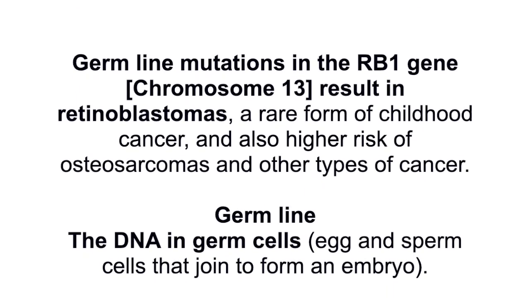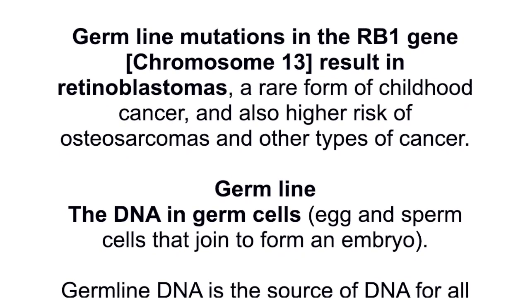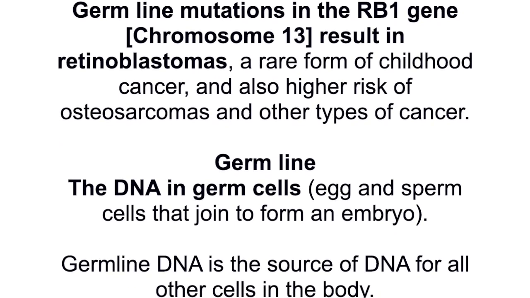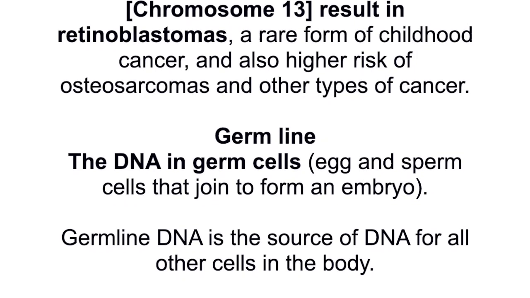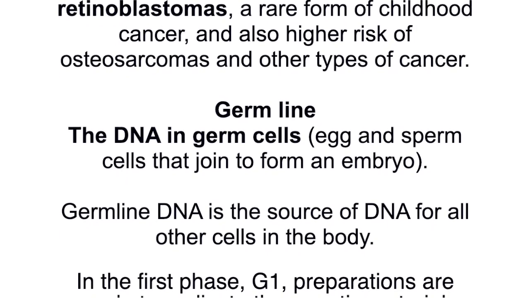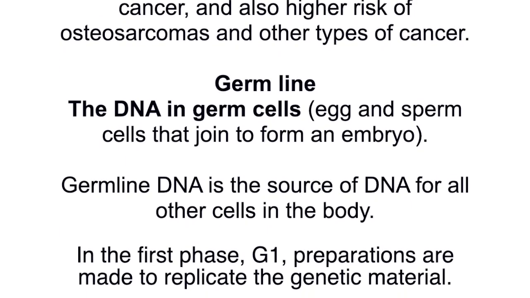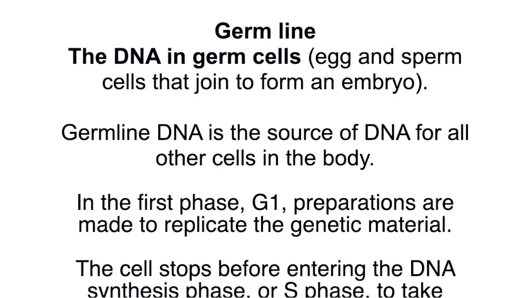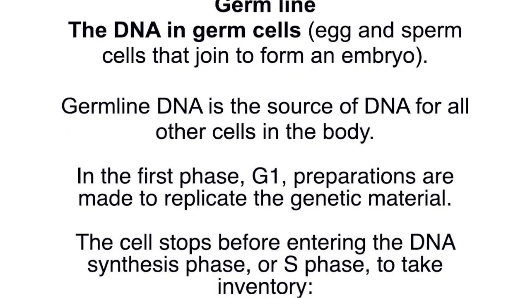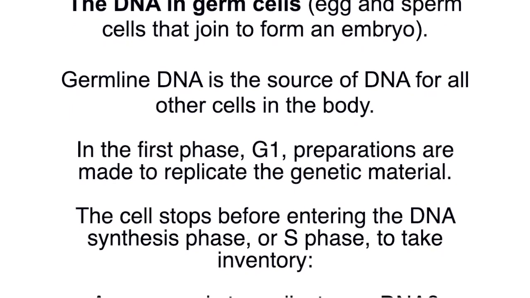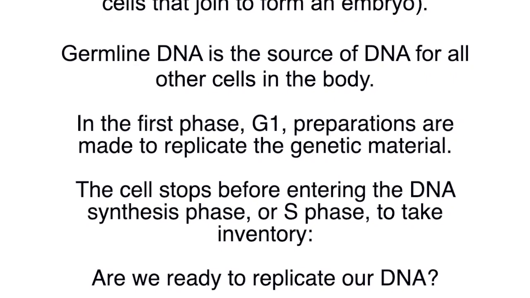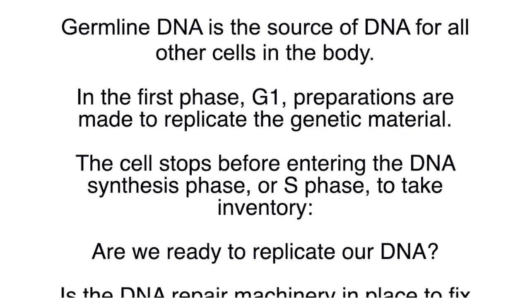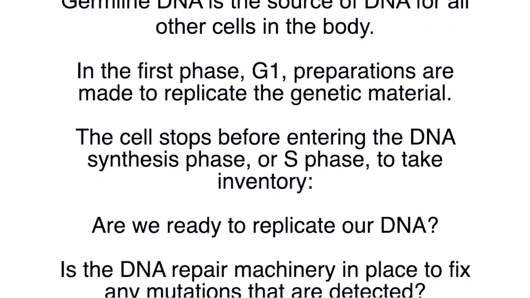Germline: the DNA in germ cells, egg and sperm cells that join to form an embryo. Germline DNA is the source of DNA for all other cells in the body. In the first phase, G1, preparations are made to replicate the genetic material. The cell stops before entering the DNA synthesis phase, or S phase, to take inventory.